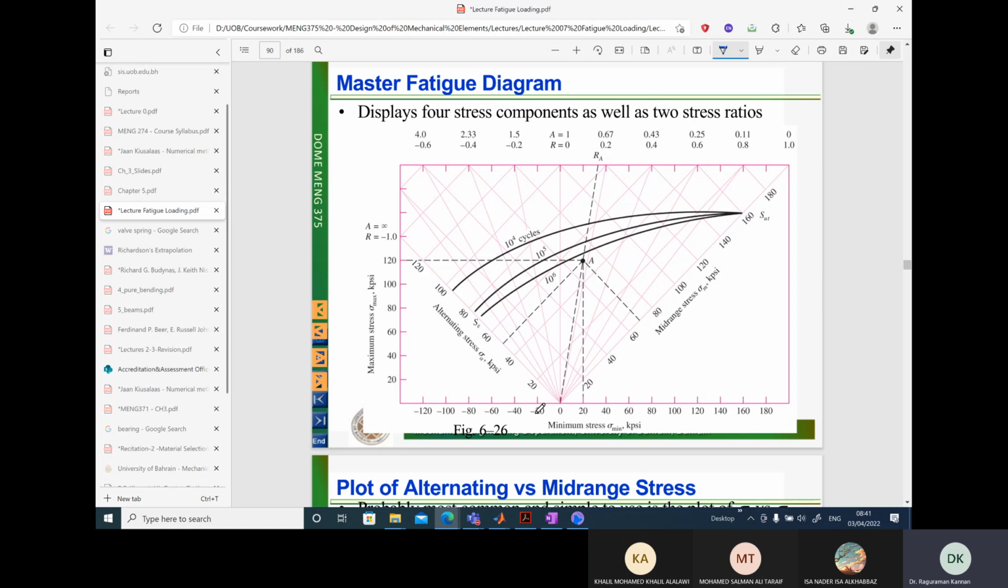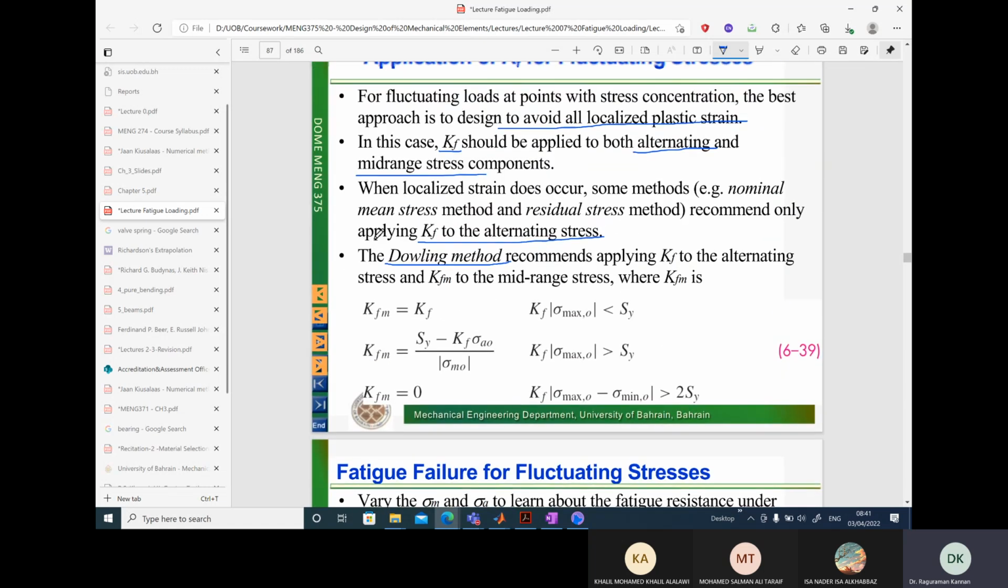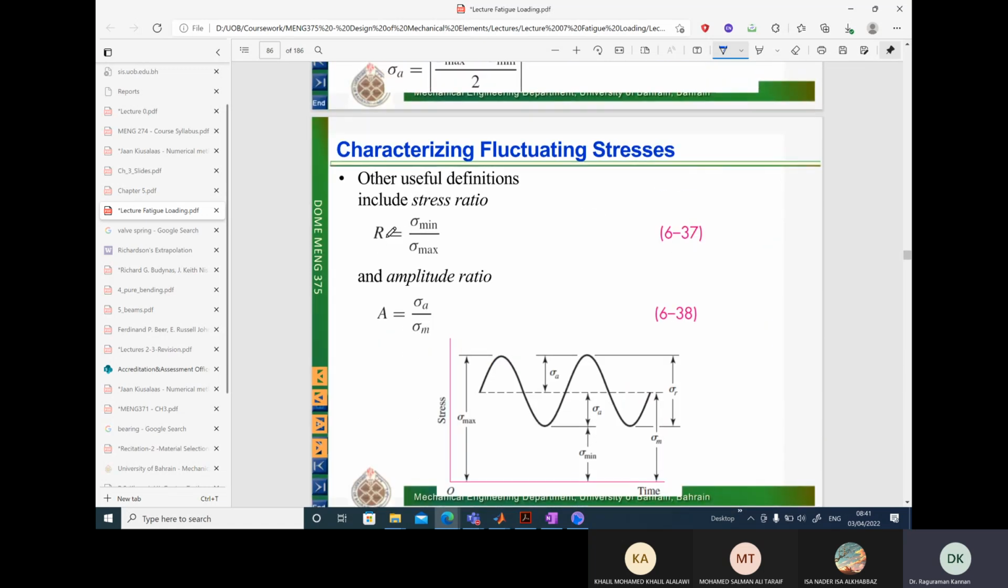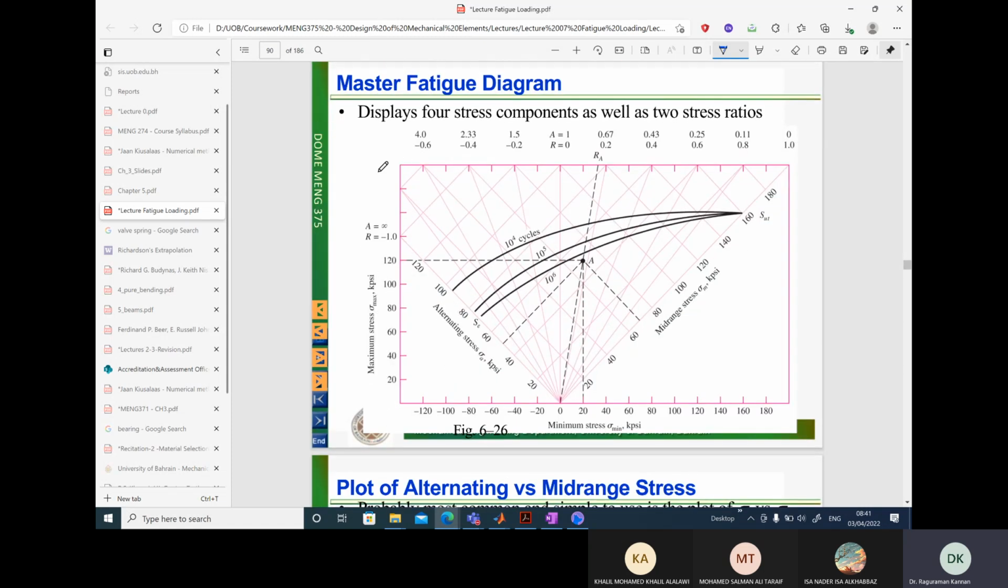Now this particular graph is slightly complicated because there are too many values being plotted. On the y-axis, you not only have the maximum stress, you can also see the amplitude ratio and the stress ratio here. Here we have defined the R value, if you remember, the stress ratio and the amplitude ratio. These two ratios are also given here on the y-axis as well as on the x-axis. Okay.